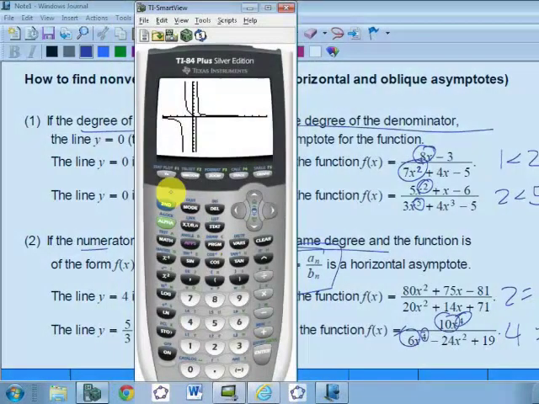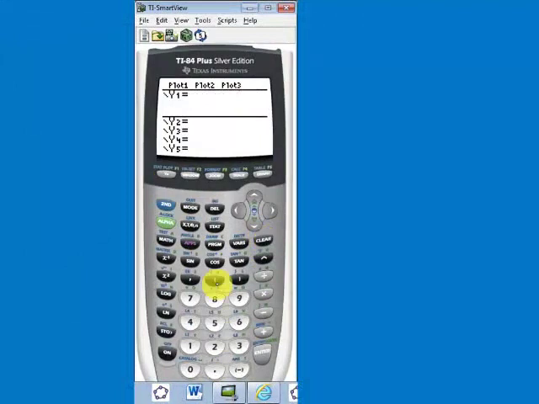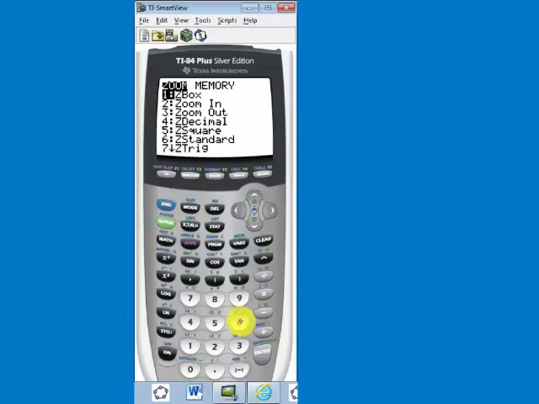I particularly like the example here with the 80x squared plus 75x minus 81 divided by 20x squared plus 14x plus 71. It does not have any vertical asymptotes.